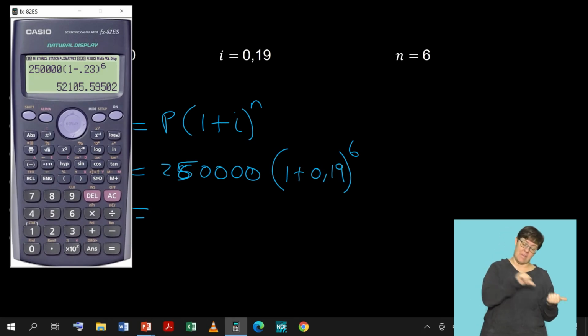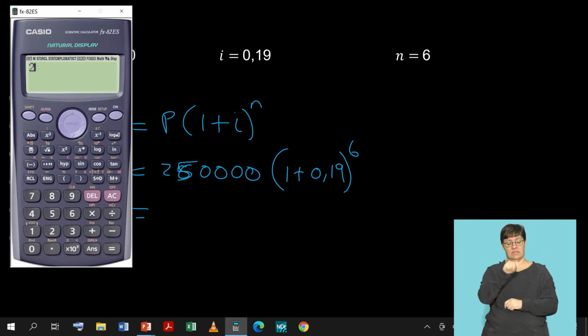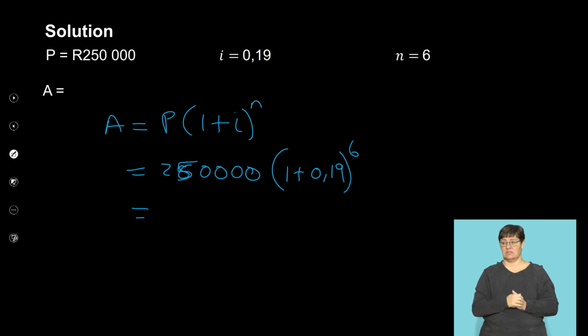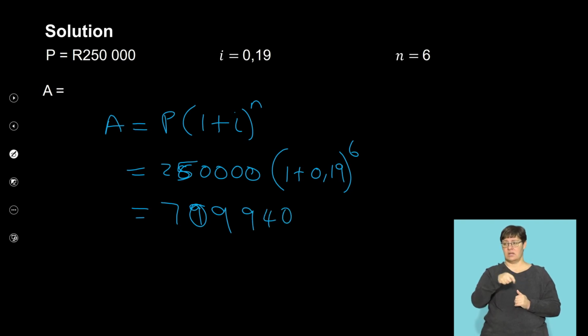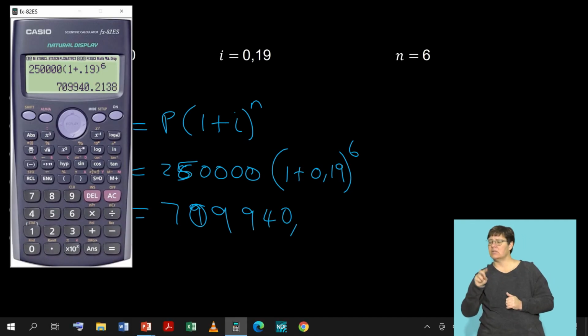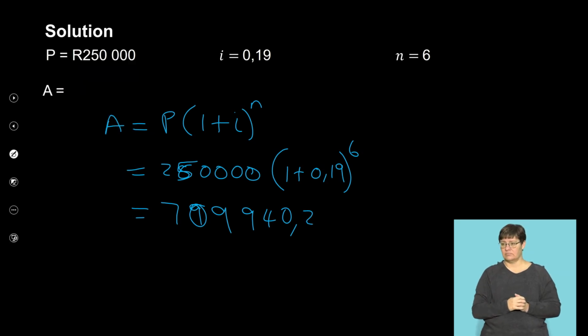You then also go back to the calculator, 250,000 into 1 plus 0.19 to the exponent of 6, and this will be 709,940. Now let's just quickly look at how many cents this will be, 21 cents.